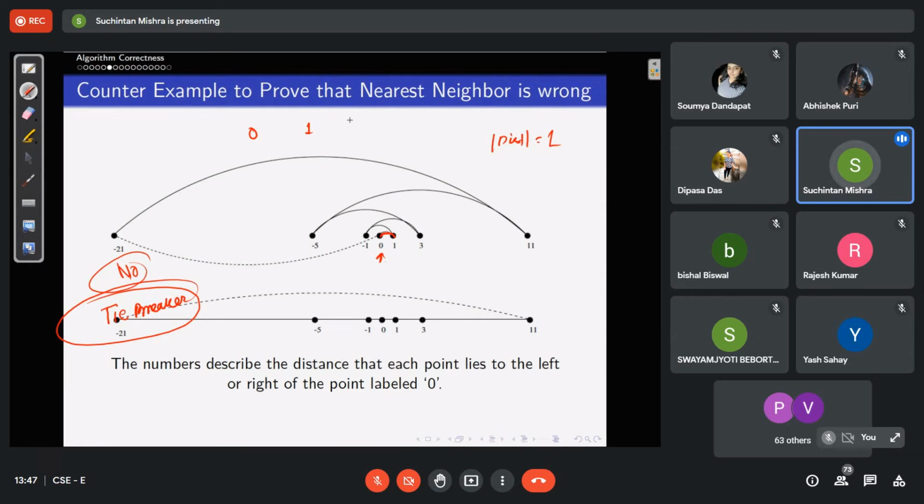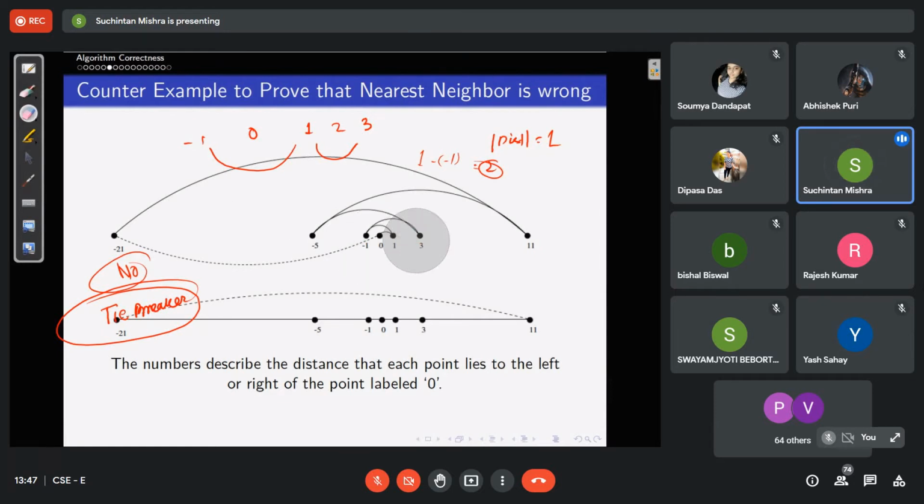Next, if you see, the next point is at a distance of 3 and this point is at a distance of minus 1. So are they equidistant? Yes, they are equal. 3 minus 1 is equal to 2, and 1 minus of minus 1 will also be equal to 2. So their distances are the same. So now, which way should it go? Should it go to point 3 or should it go to point 1?